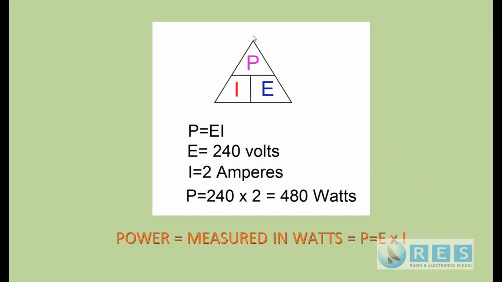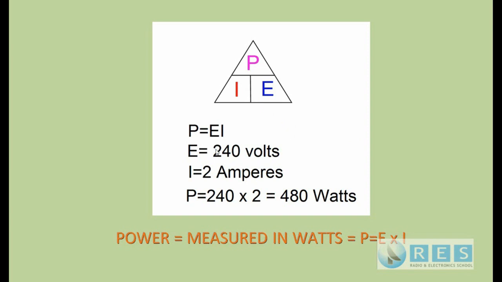So I put the power equation in a triangle again for you. Here's the triangle. If we wanted P, we'd put our finger on P, and P equals E multiplied by I. If we wanted E, we'd put our finger on E, and E equals P divided by I. If we wanted I, put our finger on I, and I equals P divided by E.